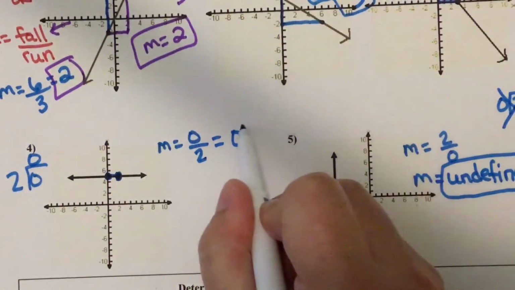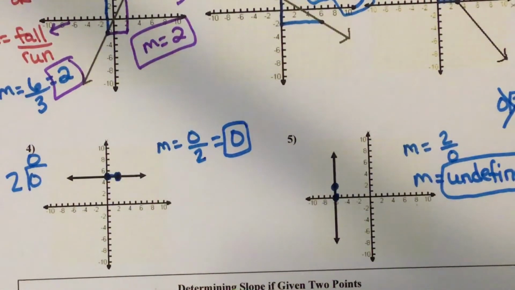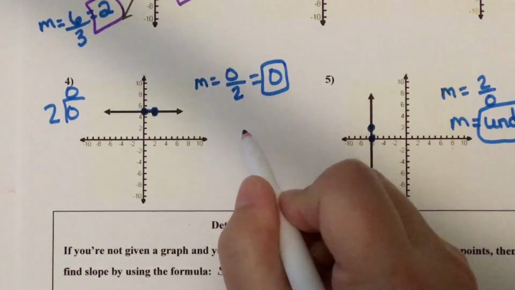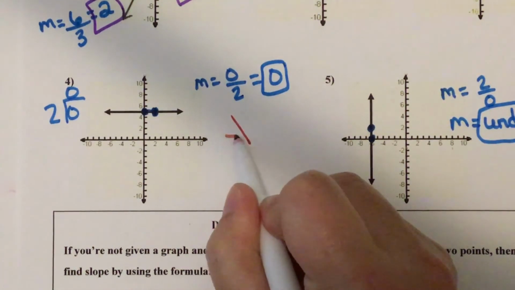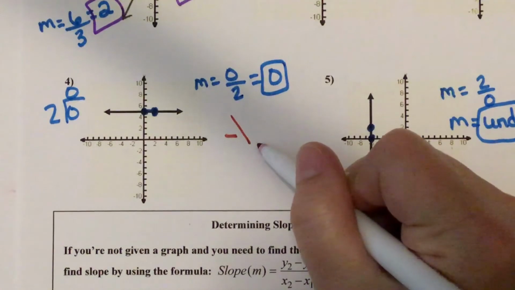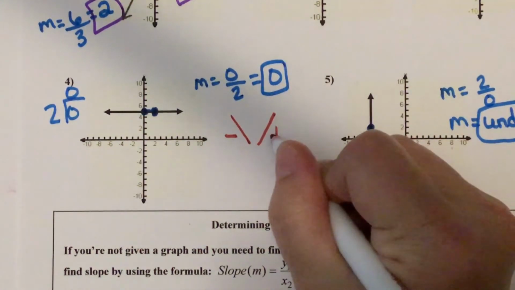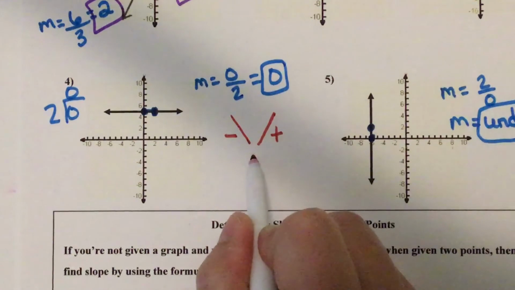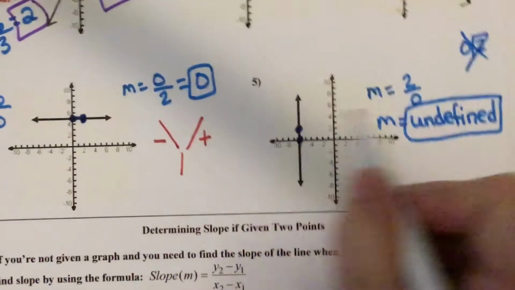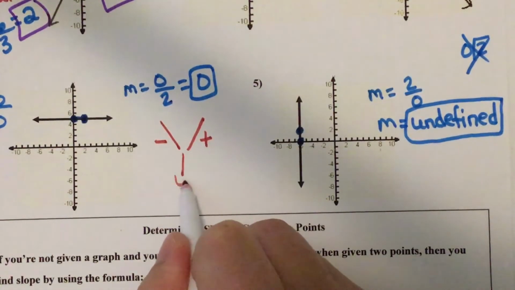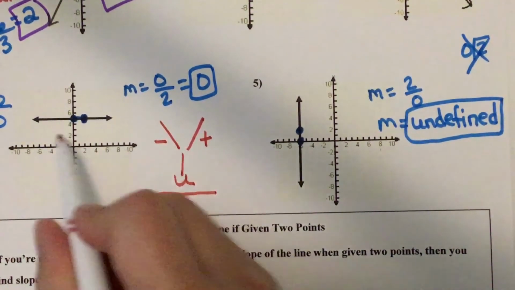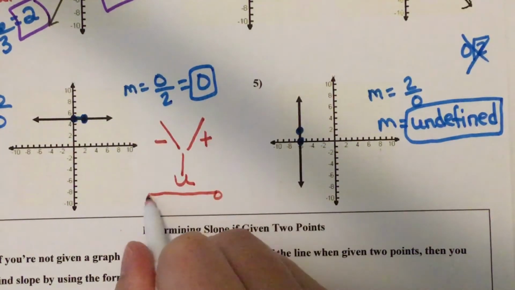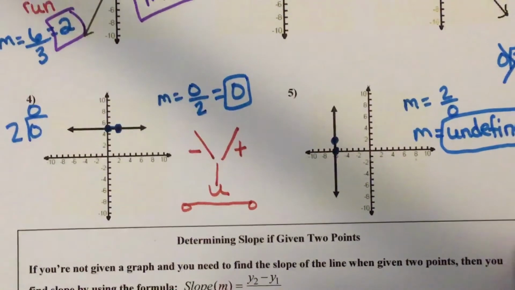Okay, so now I'm going to teach you some memory devices. So first we have slope dude, which you may remember from your past. Okay, so we have when a line goes downhill from left to right, that's negative slope. When we have a line go uphill from left to right, that's positive slope. When we have a vertical line, we just saw that that was undefined slope, so I make a little U for his nose. And when we have a horizontal line, that is 0 slope. So this is our little slope dude to help us remember.